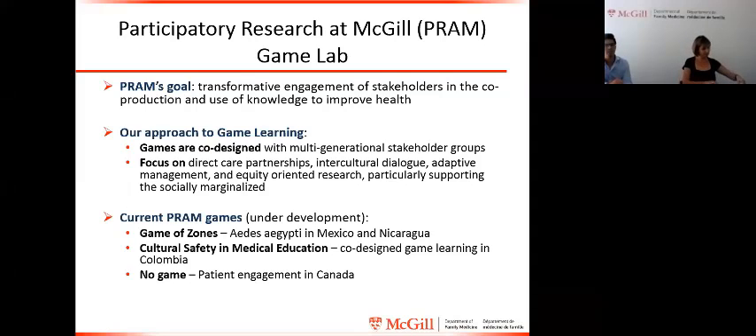We are currently working on 3 games in the Game Lab. The first one is Game of Zones. This is a game aimed at tackling Aedes aegypti and dengue and Zika in Mexico and Nicaragua. We have also cultural safety in medical education, which is my project, and we are focusing here on how we can co-design a game with medical students to train them in cultural safety. And we have also a game on patient engagement that we are working on here in Canada with Anne-Marie Chomat and Alex McCammon.